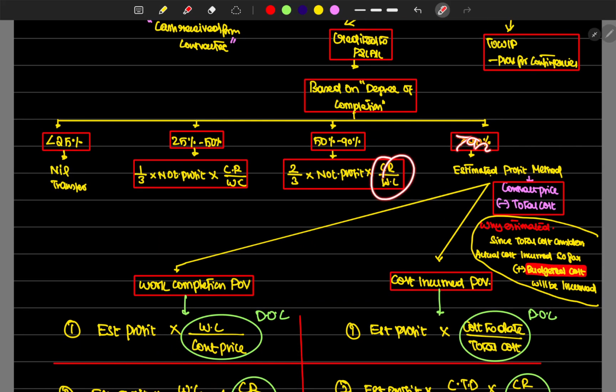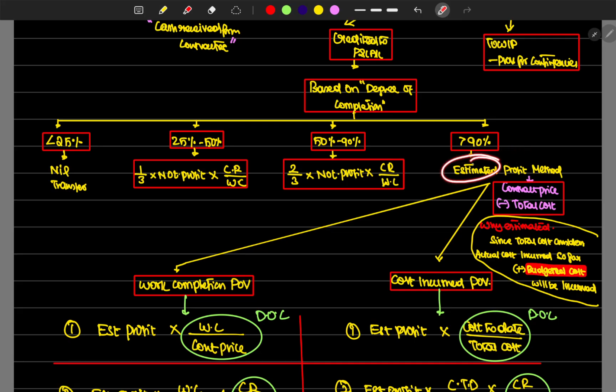If it is over 90%, what we have to do? There comes the estimated profit method. Estimated profit method is contract price minus total cost. Contract price is the total contract value of the project, and the total cost is how much we have planned to spend. So why is it called estimated? Estimated is budgeted, right? So this is not actual profit.